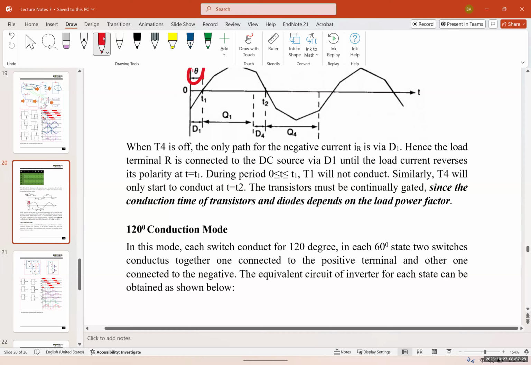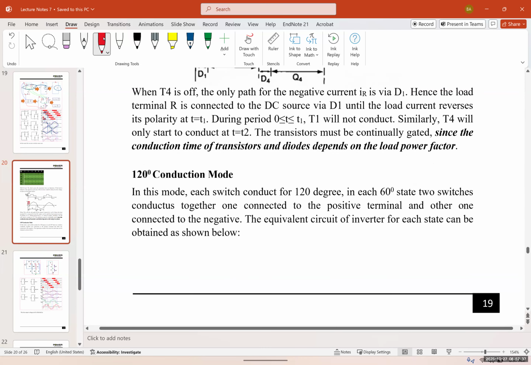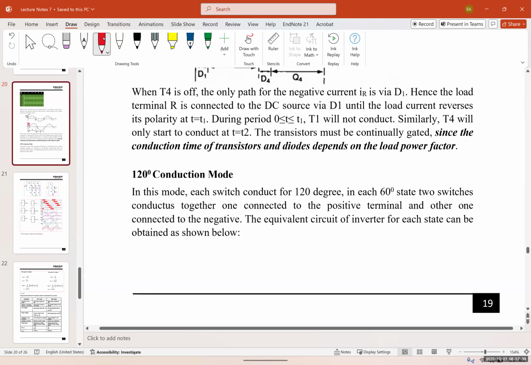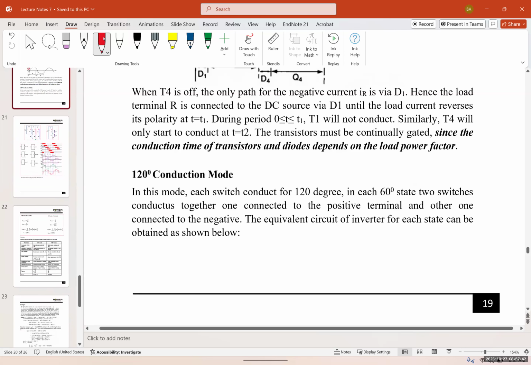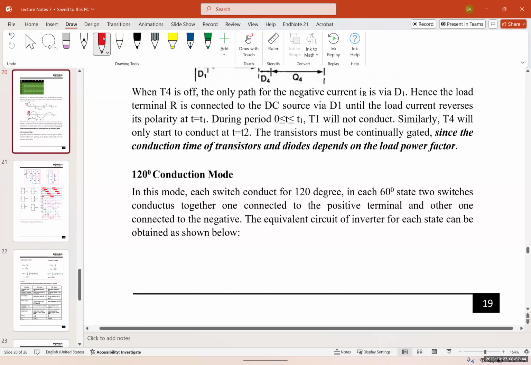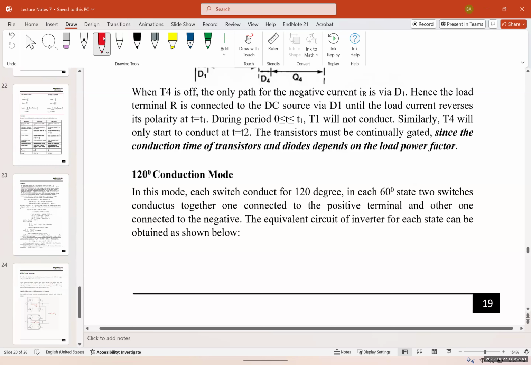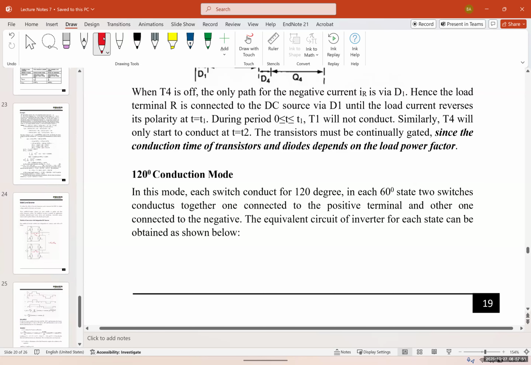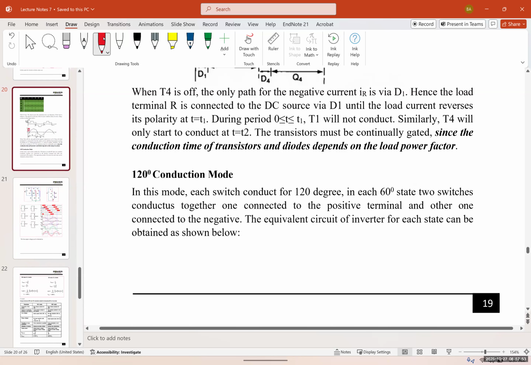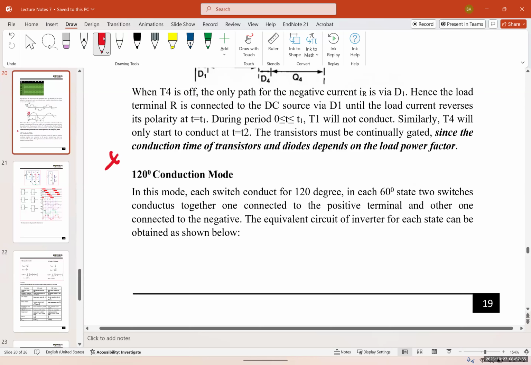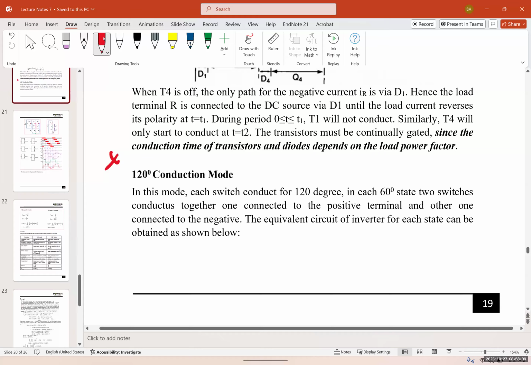The transistor must be continuously gated since the conduction time of the transistor and diode depends on the load power factor. I think it's enough up to here, because the 120-degree mode takes at least 20 minutes to complete, with a comparison between them.